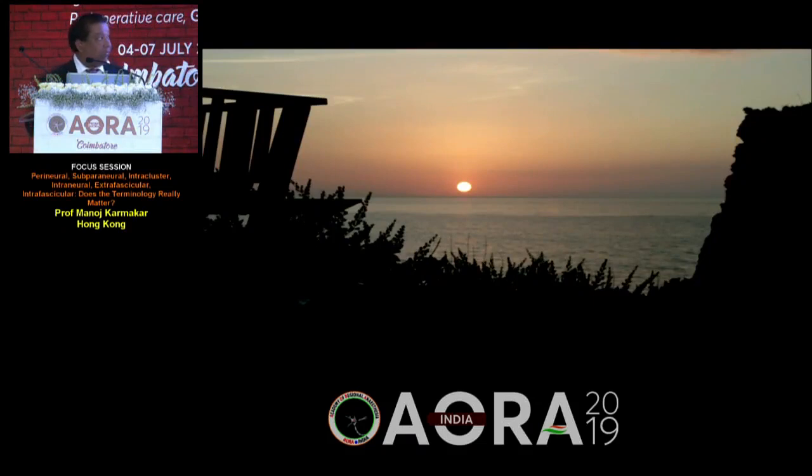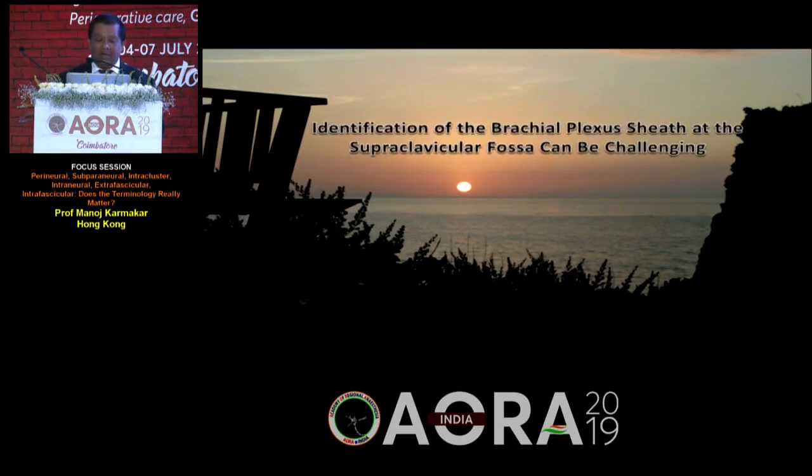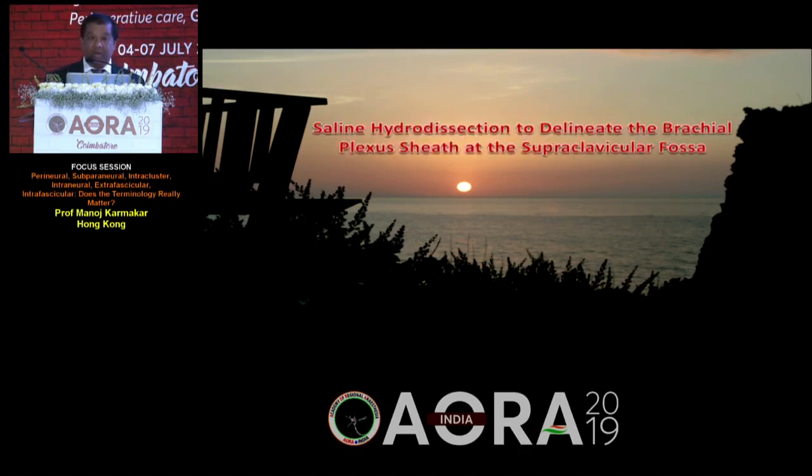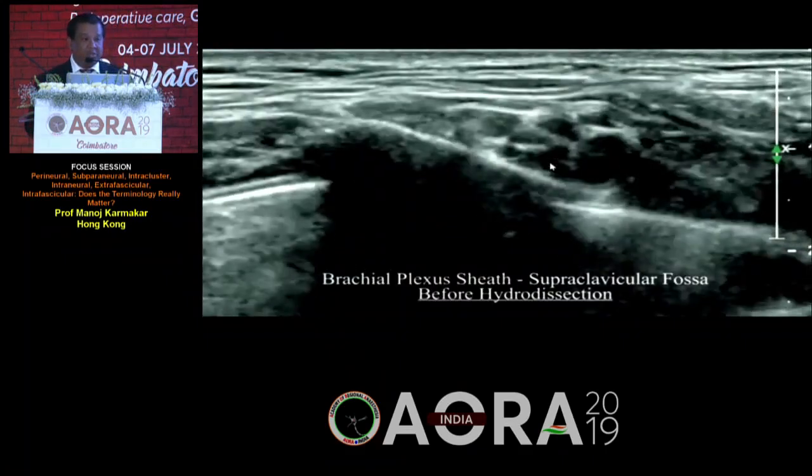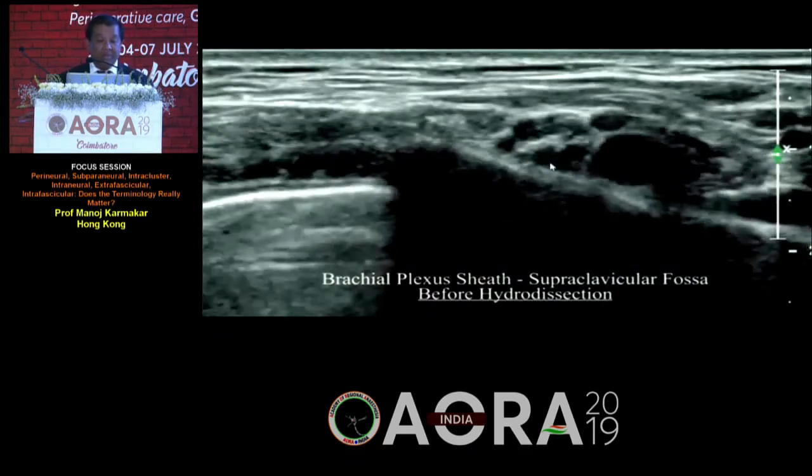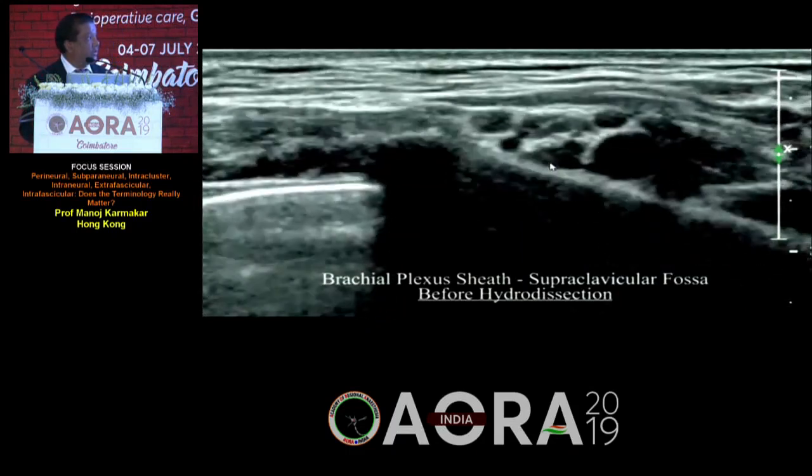This is a picture from the Philippines many years ago, when I was looking out to the sea in Boracay. I said, oh, but then it's very difficult to visualize the sheath. But then you can use hydrodissection, as I illustrated to some of you in the master class. So this is the supraclavicular fossa. Where is the sheath? There are many connective tissue layers that are surrounding this.